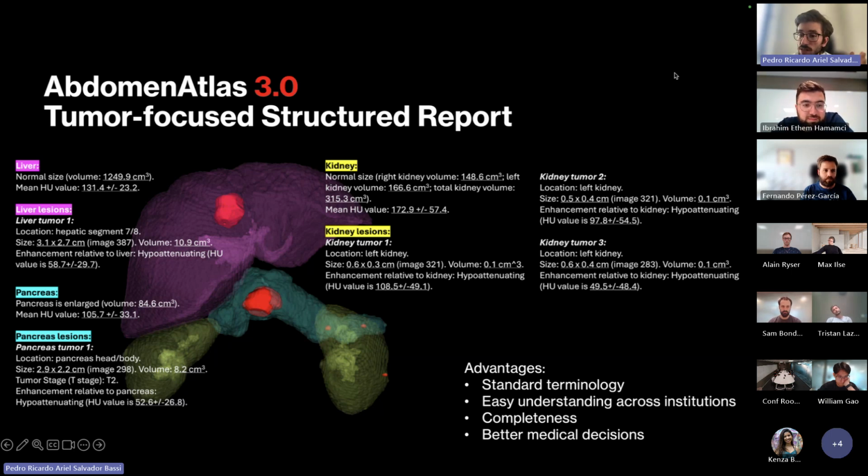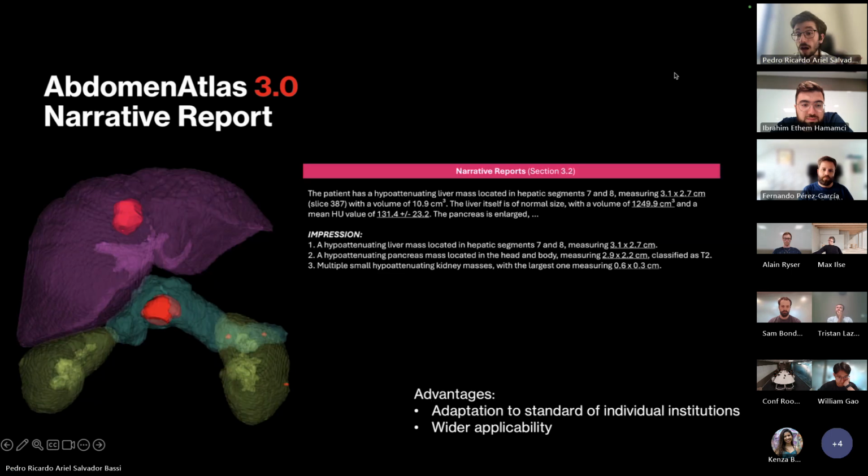So by following the templates, you do not forget or miss some important information. And also studies show that in the end, it leads to better medical decisions. So we have standard structured reports following a radiologist-created template for all of our data. However, we also have narrative reports.